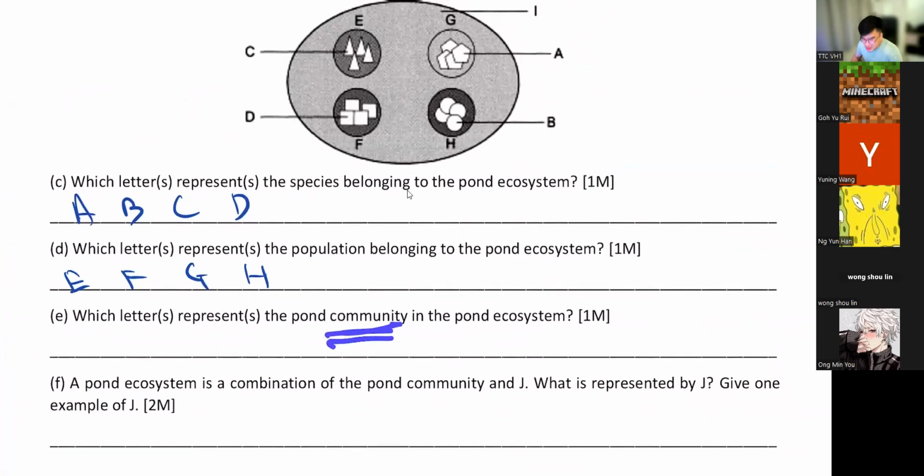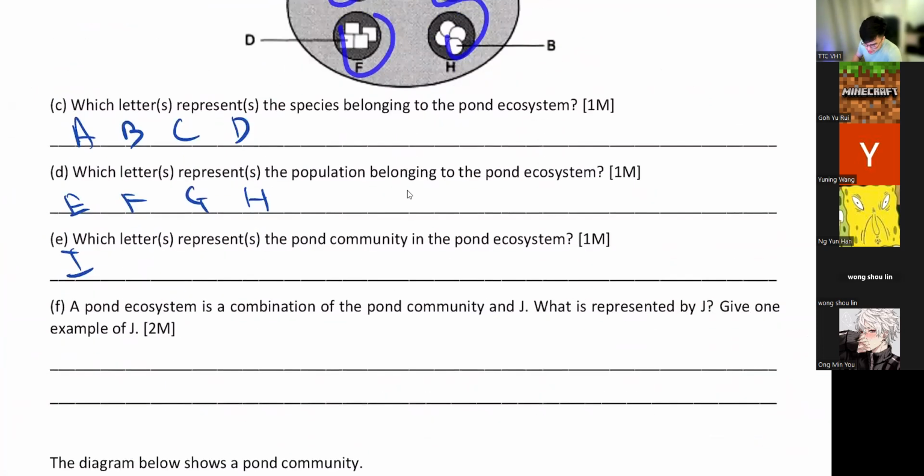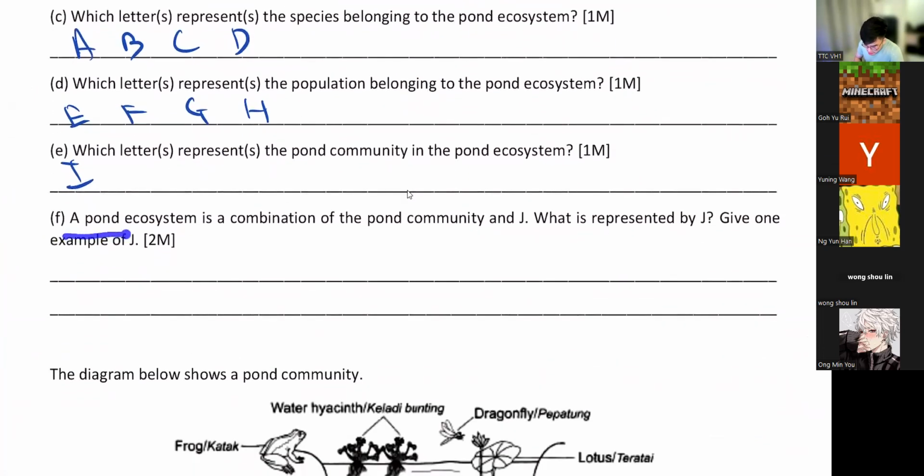Okay, make sense? And then which is the community? This one easy lah, right? Our community is one whole group, right? So very good. One whole big. When you put all the populations together, you get a community. So a pond ecosystem is a combination of the pond community and J.